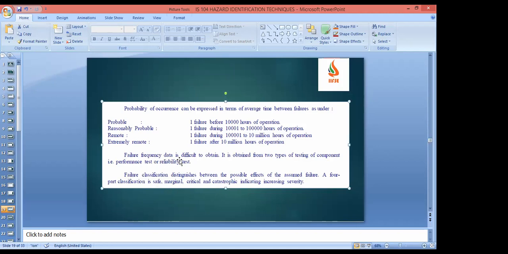If you see, the failure frequency data is difficult to obtain. It is obtained from two types of testing of a component, a performance test and a reliability test. With this test, we are able to understand the probability of the failure. And the failure classification distinguishes between possible effects of assured failure, apart from the classification of safe, marginal or critical, and catastrophic, indicating increases in the severity.